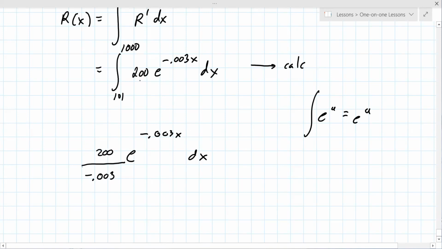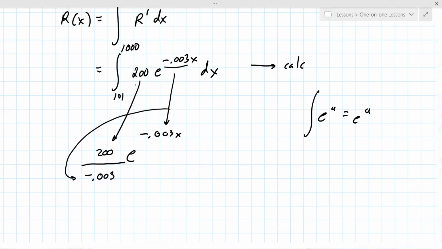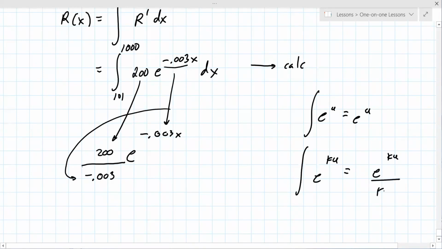So that 200 comes here, and rather than us getting really detailed in this, I think you just got to remember that these go in these positions. So the number just comes along, but when there's a number in front of u, let's say it's e to the ku, the integral of this is probably easy to remember: e to the ku over k.